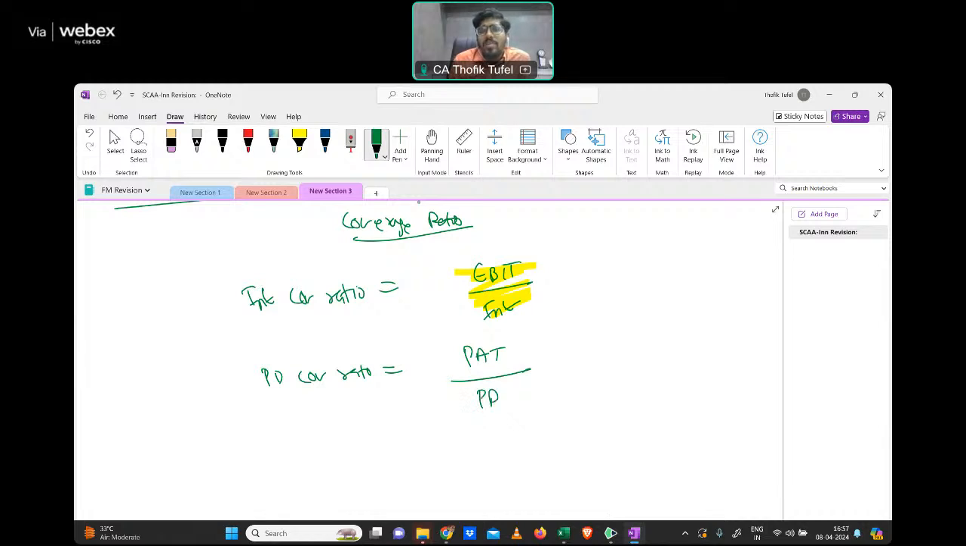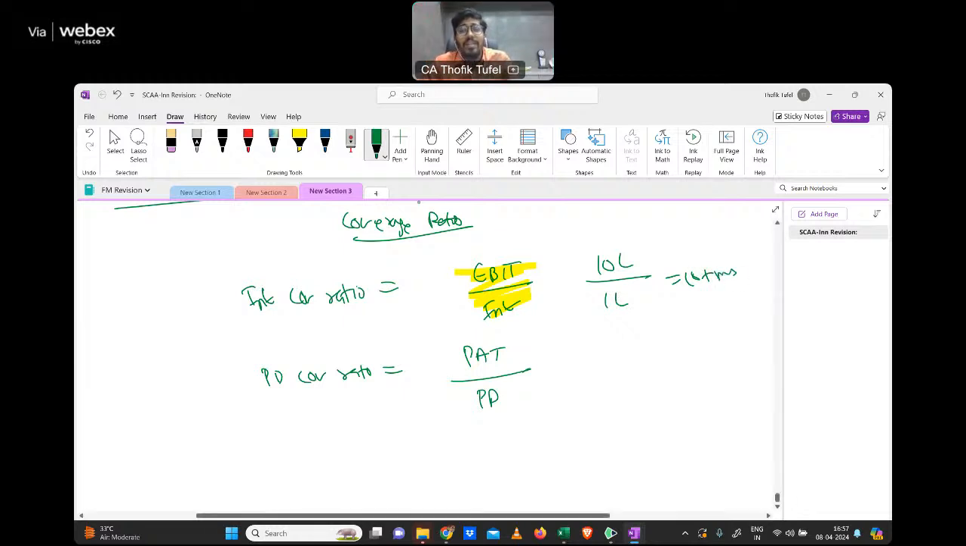What does this mean, sir? Suppose I have 10 lakh rupees earnings and 1 lakh rupees interest, I have 10 times extra money to pay back my interest. Which means I'm covering my interest 10 times with my earnings. That is the interest coverage ratio. Here, how many times am I covering my preference dividend? PAT divided by preference dividend.